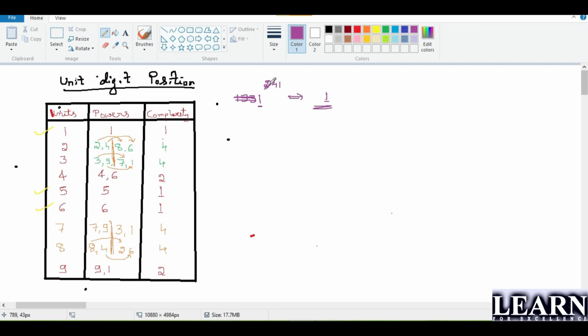As we already know, 1 to the power anything is 1. Clear? For a number which ends with 1, no need to check the 41, no need to check what the power itself is, because we know 1 to the power anything is 1. So the number which has a cyclicity of 1 will yield the same unit digit which is there in the base.